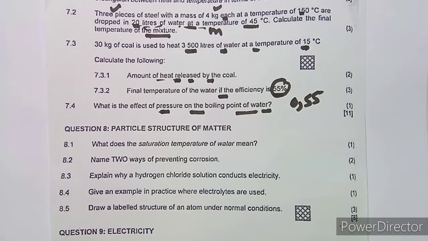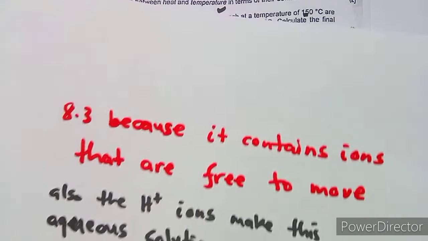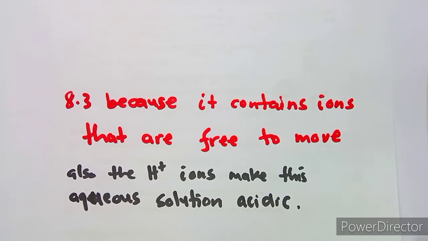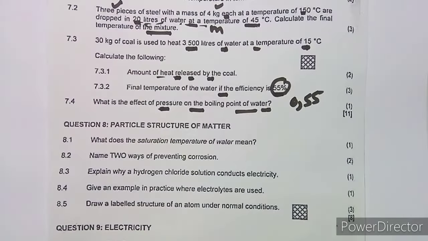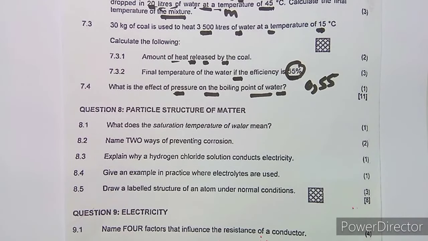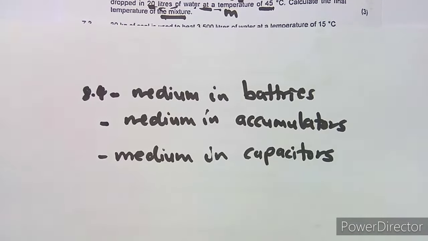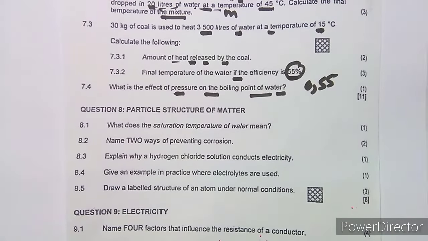Explain why hydrogen chloride solution conducts electricity. It is because it contains free ions. Remember that if it has free ions, then they are free to move, and because of that it conducts. So that is what we have. Then give an example in practice where electrolysis is used. I don't know which ones you are going to take. So many: in batteries, accumulators, capacitors, so many.